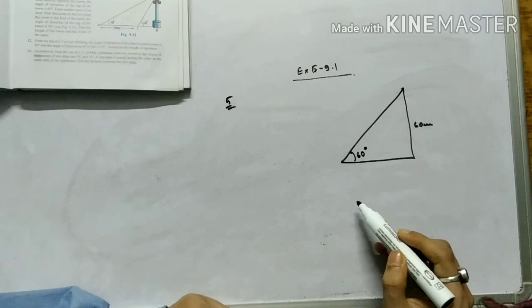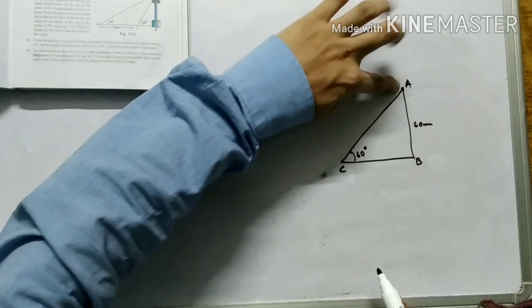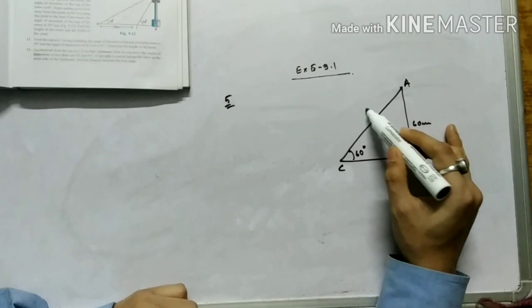Okay, so for this one, give names A, B, C. This is the kite which is flying 60 meter above the ground, and this kite is tied to a point on the ground. And this string makes a 60 degree angle with the ground. What do I have to find here? Find the length of the string. AC value I have to find.